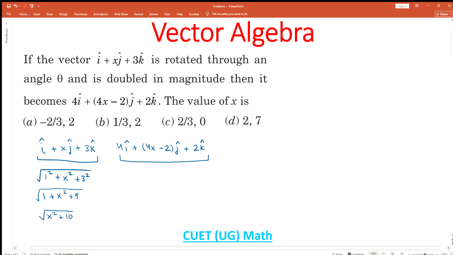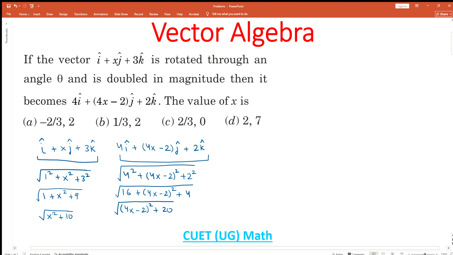Now we can find the magnitude of the second given vector, the square root of 4 squared plus (4x minus 2) squared plus 2 squared. 4 squared is equal to 16. 2 squared is 4. 16 plus 4 is equal to 20. This is the magnitude of the second given vector.